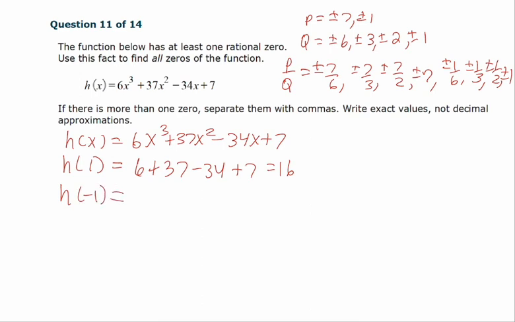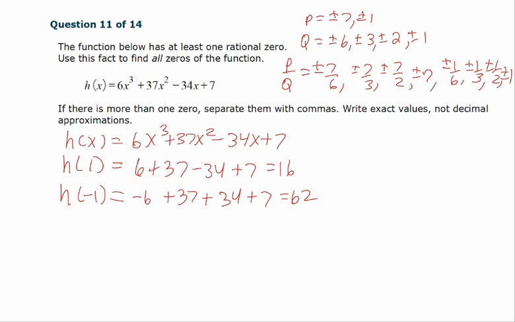So then I'm going to try -1. We can stop the instant we find a 0. So the instant you try something that works and gives you 0, we're going to stop. So we don't have to try everything. If you're unlucky and you keep picking the wrong things, then you might have to try the whole list. Okay, but anyway, if we plug in -1, we get -6 plus 37 plus 34 plus 7, which is 62. No, that's off the list.